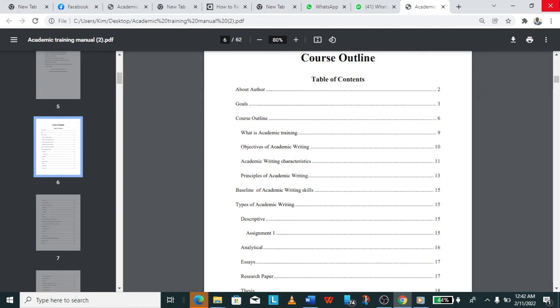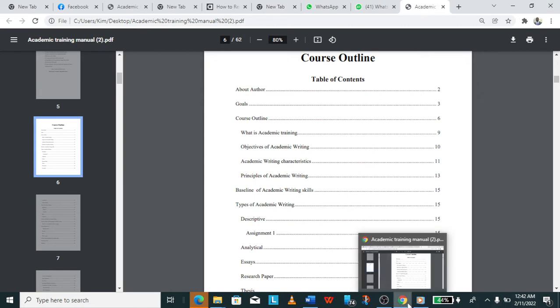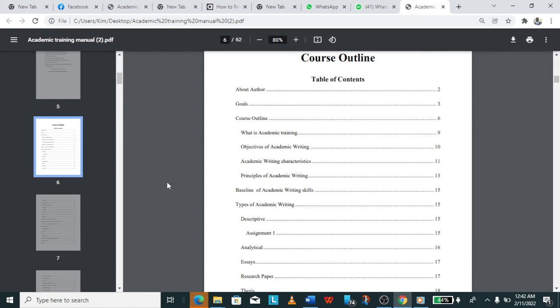And then we have what we call the baseline of academic writing skills. Baseline means, if I want to be an academic writer and be so good at my art, what is the threshold that I have to infuse into my writing so that, by all standards, I can deliver quality.